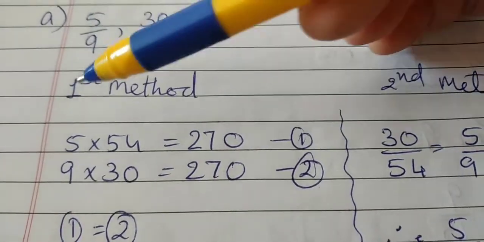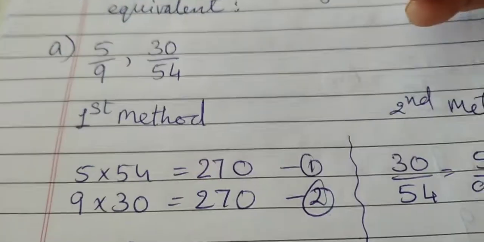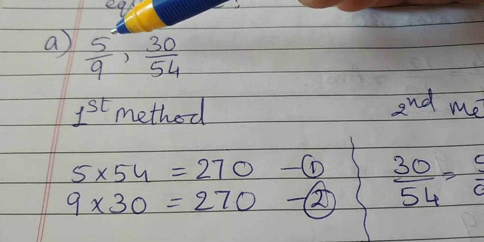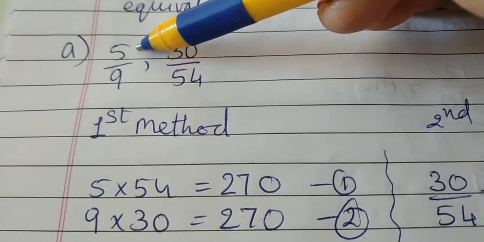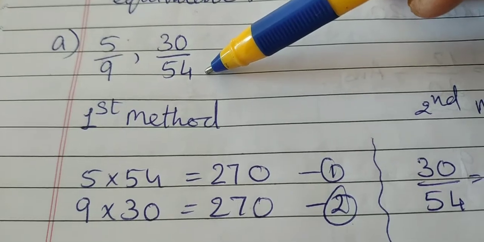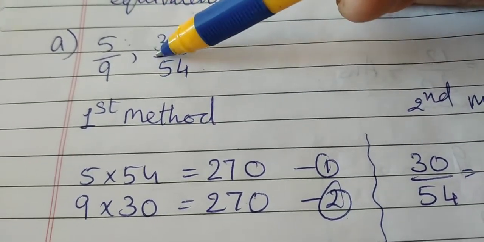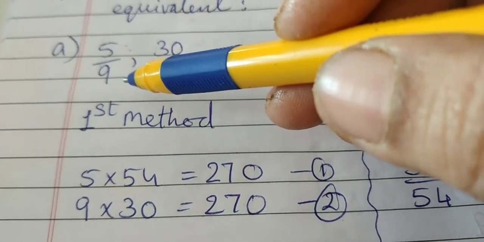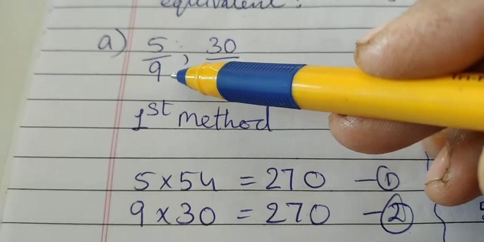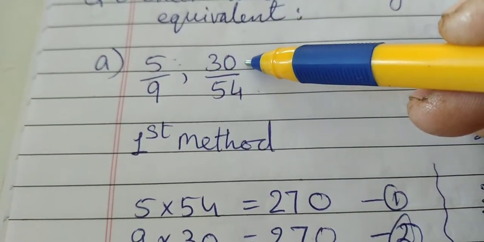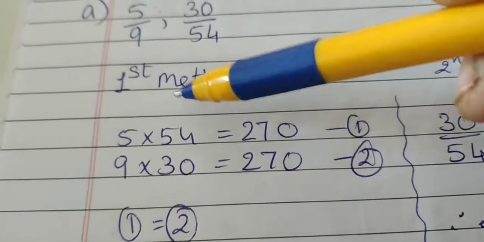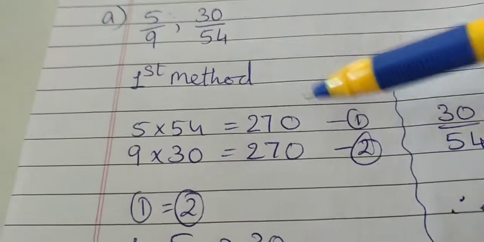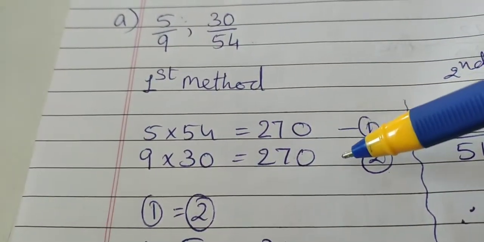it. As per the first method, what I have done is, I have just multiplied the numerator of the first fraction with the denominator of the second fraction. We'll just go for cross. 5 multiplied by 54, and the second product is going to be of the denominator of the first fraction with the numerator of the second fraction. So like this, 5 multiplied by 54 gives you 270, and 9 multiplied by 30 gives you 270.